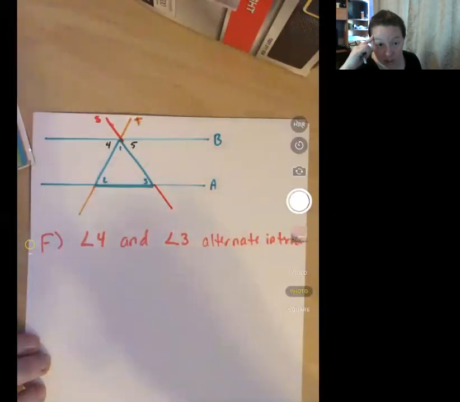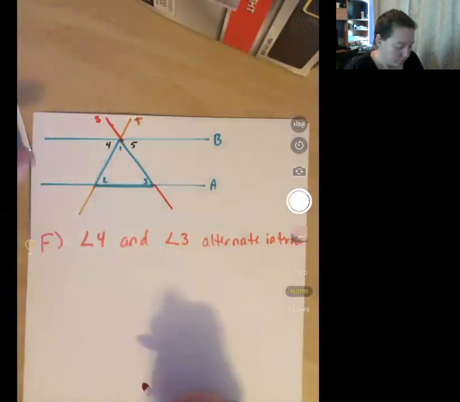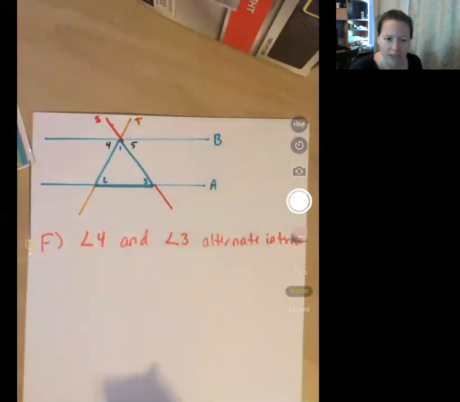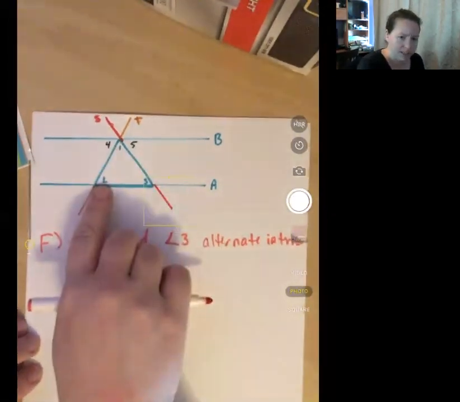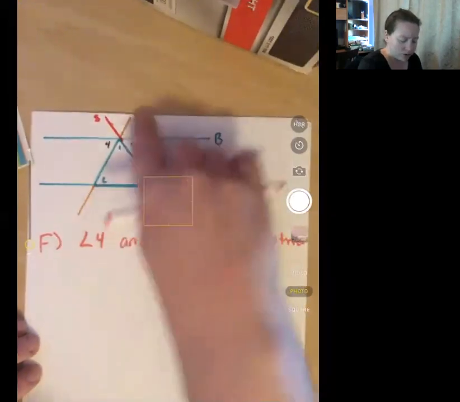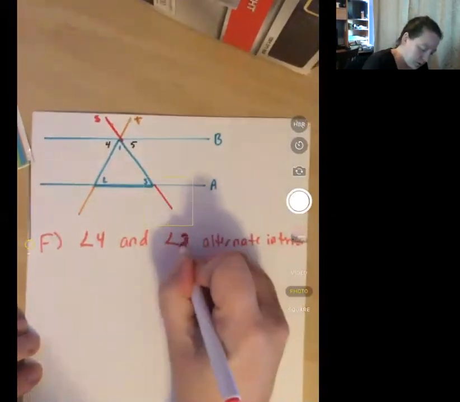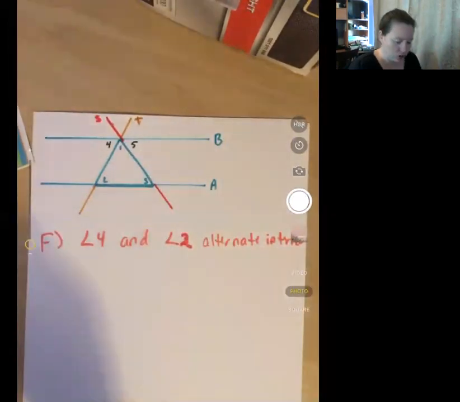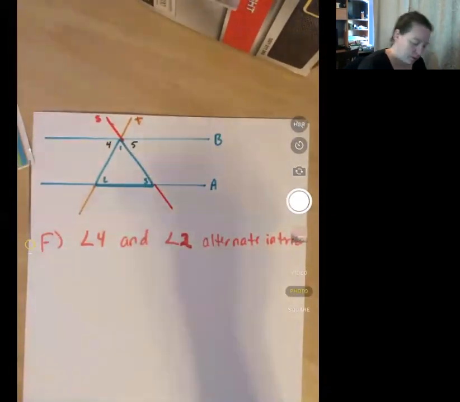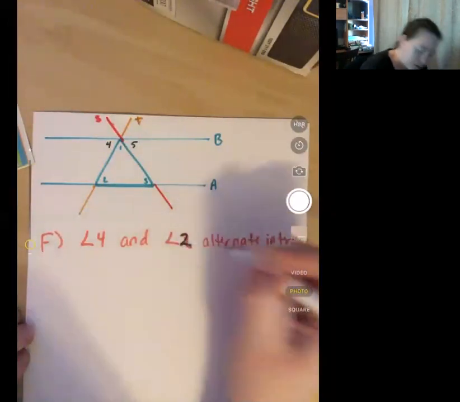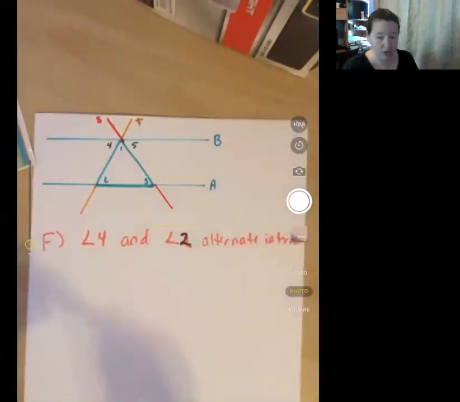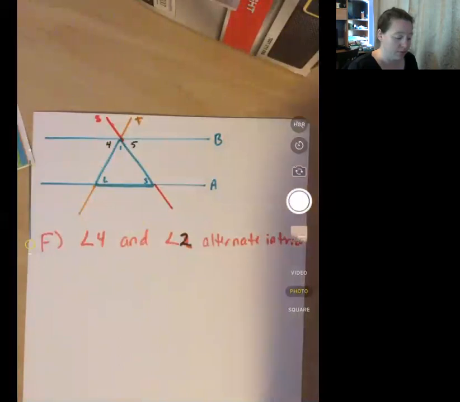Remember last section? Oh, no, wait. I'm wrong. It's not angle 4 and angle 3. It's angle 4 and angle 2 because this is the line that we're drawing on. So sorry. Angle 4 and angle 2. Let me go over that with a different color. Angle 2. Sorry. I am totally screwing myself up.